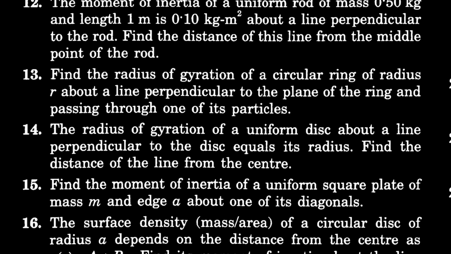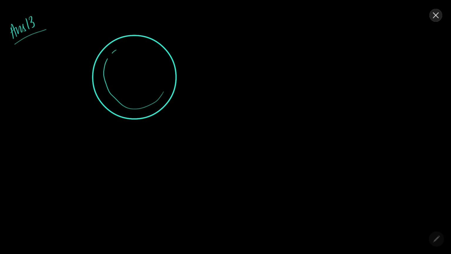In question 13, we need to find the radius of gyration of a circular ring of radius r about a line perpendicular to the plane of the ring and passing through one of its particles. Solution 13. So let's say this is our ring. Now we need to find the moment of inertia at the center and perpendicular to the plane of the ring.